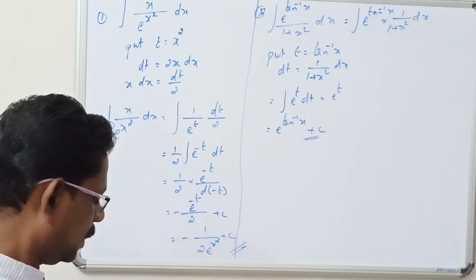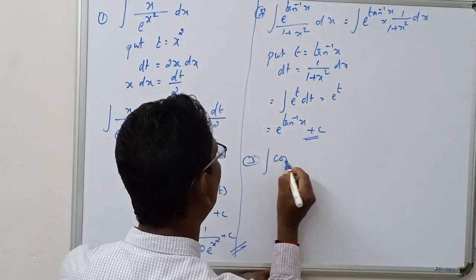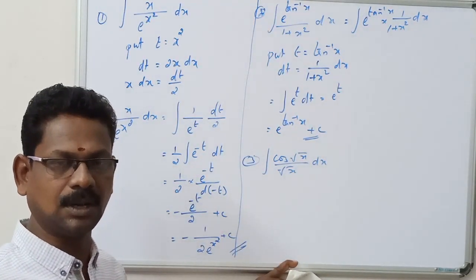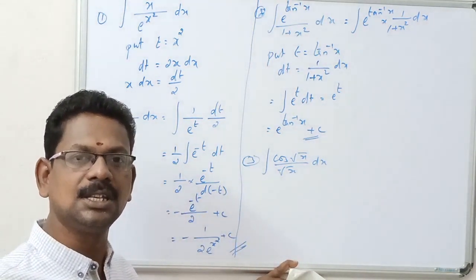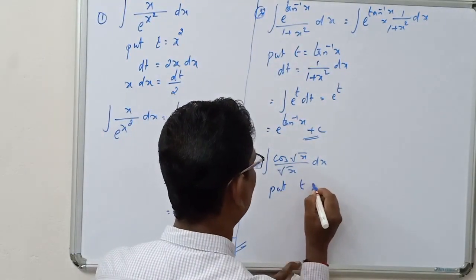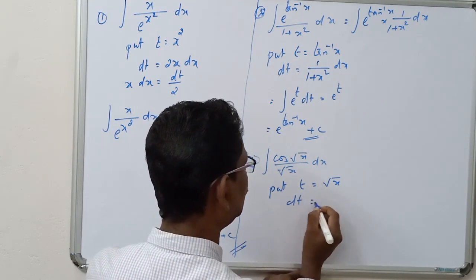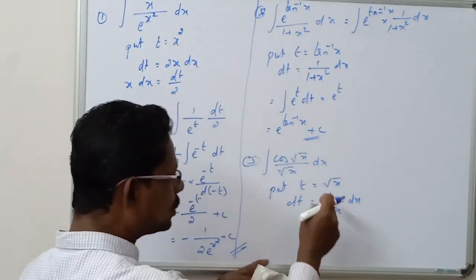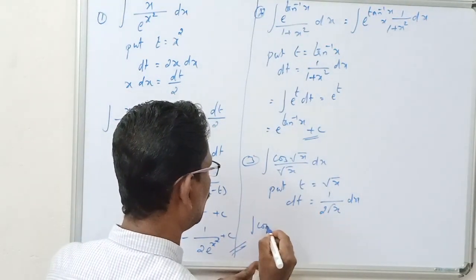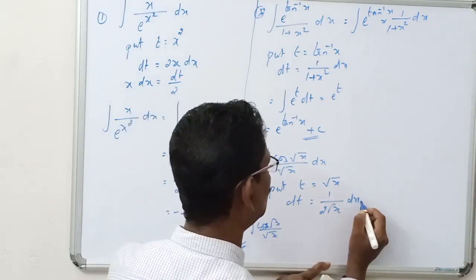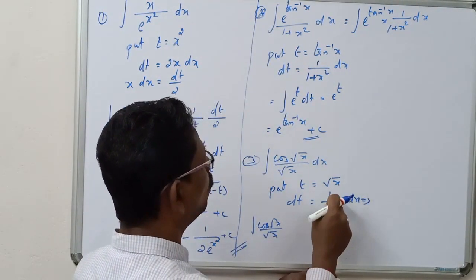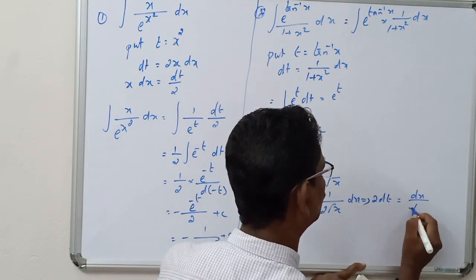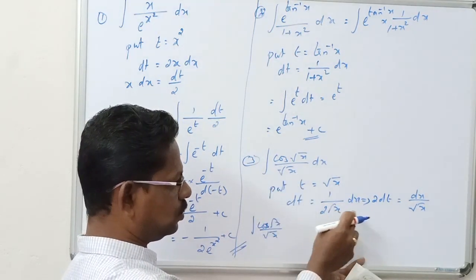Next, the third one: integral cos root x divided by root x dx. Cos x we know is a trigonometric function, but instead of x we have root x. So put t is equal to root x. What is the differentiation? dt equals 1 by 2 root x dx. Now substitute here. The 2 is there, and you need 1 by root x, so 2 dt is equal to dx divided by root x. So for dx by root x, you take 2 dt.